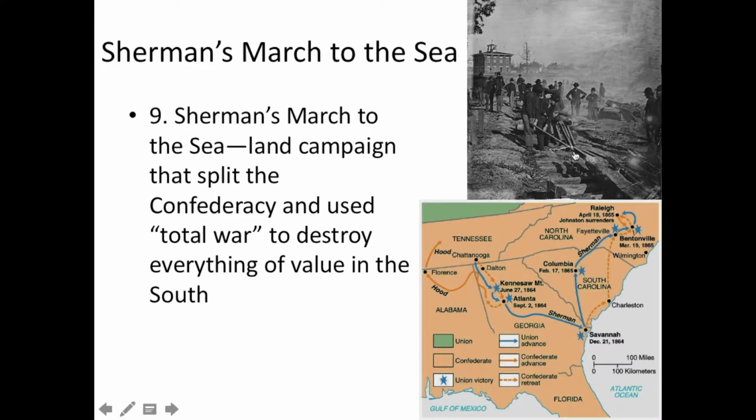You see here they're also ripping up the railroads in the South. The railroads are important because they can distribute their soldiers around. They can distribute food around the South. And the South didn't have very many railroads to begin with.